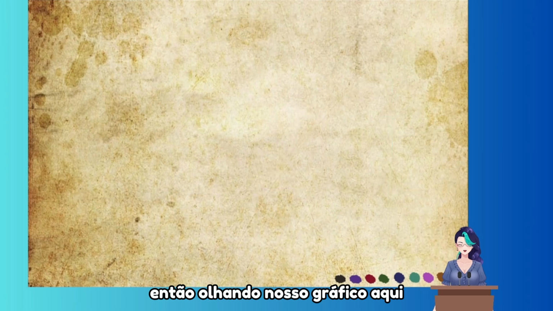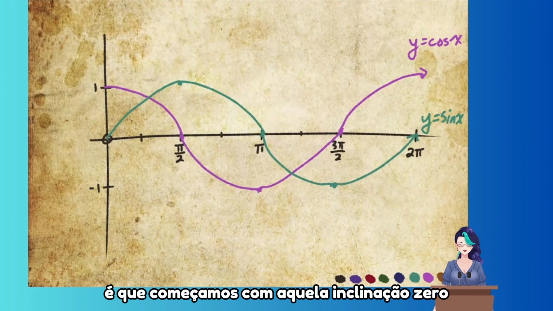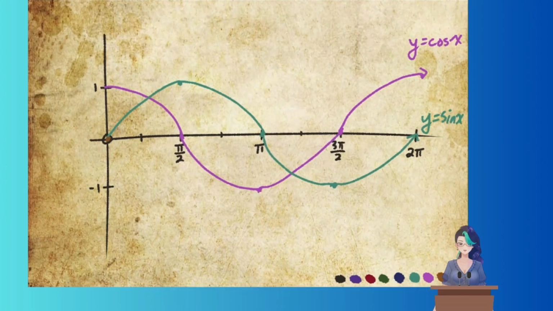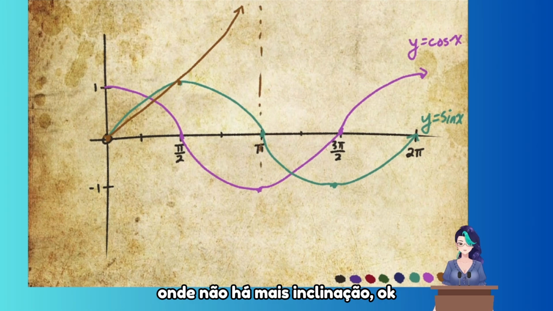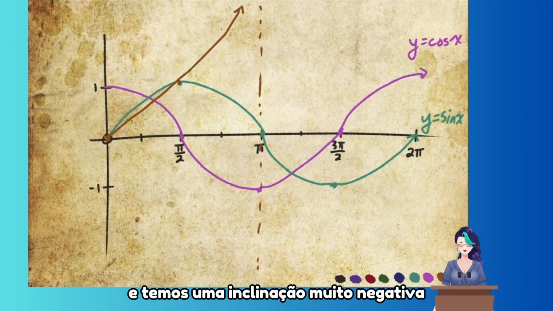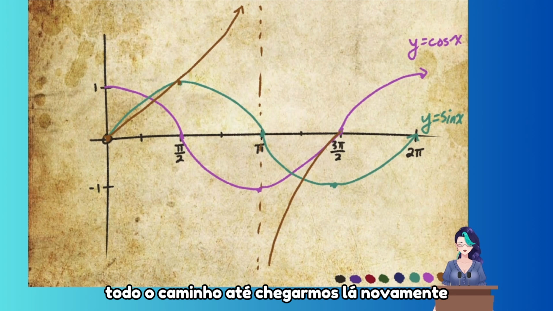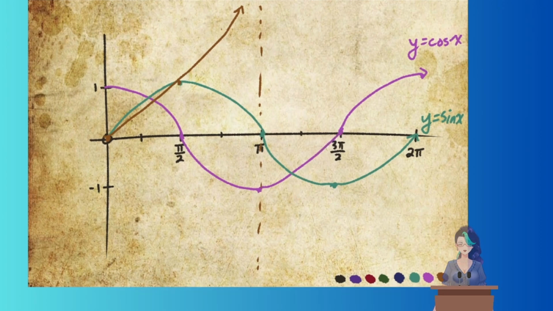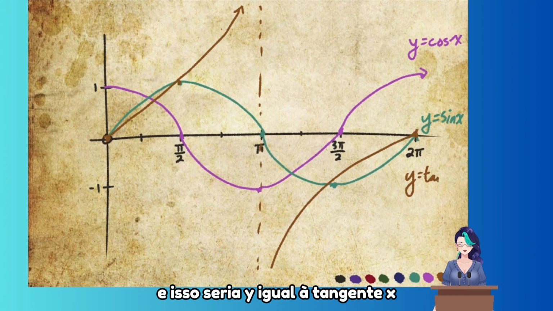So looking at our graph here, what this would mean for this graph is that we start with that 0 slope, and then we very quickly go up all the way until there is no slope anymore. And then we have a very, very negative slope all the way until we hit there again. No, it would be a 0 at 2 pi. And we would keep going with this pattern. And this would be y equals tangent x.